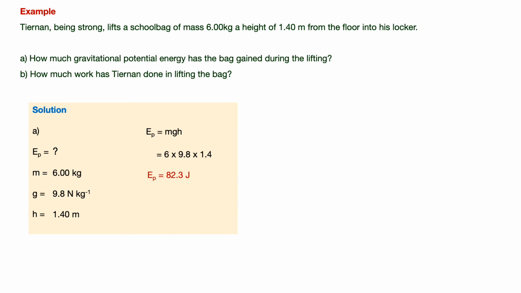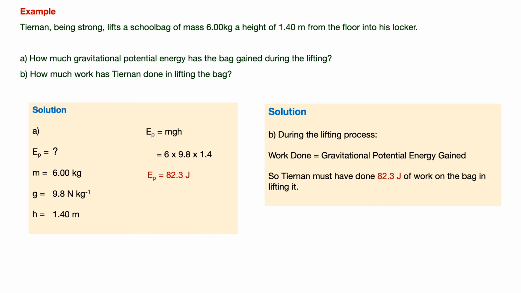Part B, how much work has he done? Well, in many ways I've just told you the answer to that. The gravitational potential energy gained was 82.3 joules. It follows then that Tiernan did 82.3 joules of work in lifting the bag, because all of the work that he did meant that he transferred energy to the bag. So every joule of work he did became a joule of gravitational potential energy. So the answer simply is that during the lifting process, Tiernan did work which became gravitational potential energy gained, and so the answer is simply 82.3 joules.